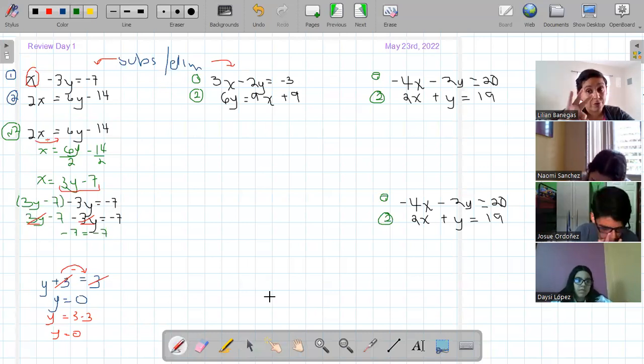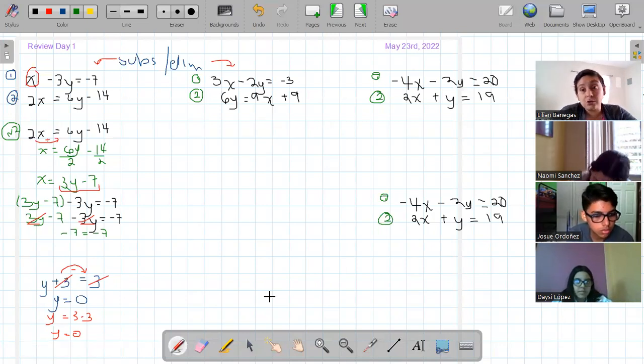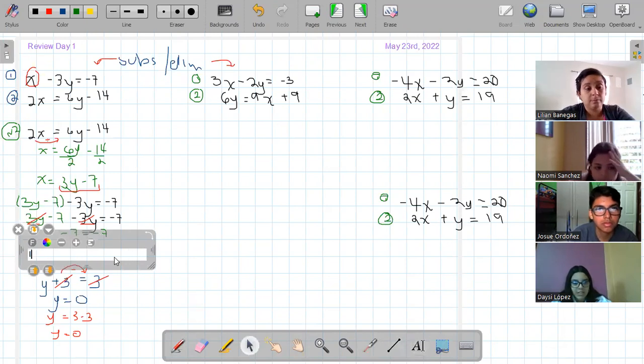So remember, we have three types of solutions. One solution when we have a value of x and a value of y. No solution when we have something that's not real, like 0 equals 20. And infinitely many solutions when you have something that is real, like 0 equals 0, or in this case, negative 7 equals negative 7. So how many solutions do we have? Infinitely many solutions.